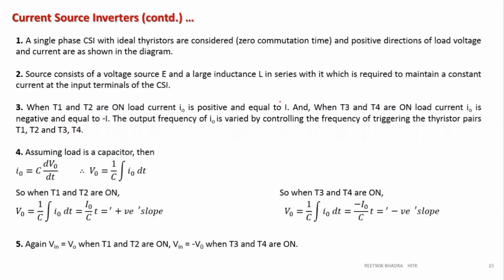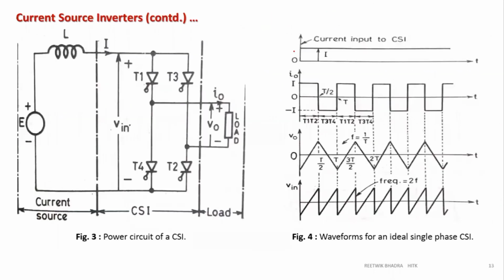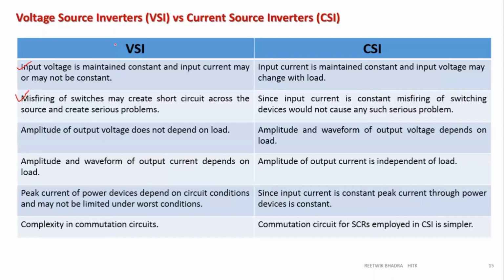But since in CSI the current is constant, this input current is constant. So if it is 5 ampere, it can't exceed 5 ampere anytime. So even if there is a misfiring of the switching device, it will not cause any short circuit or serious problem, because we know that the current is constant, that is 5 ampere, and according to that only we have taken the thyristor. The thyristor can handle 5 ampere current.